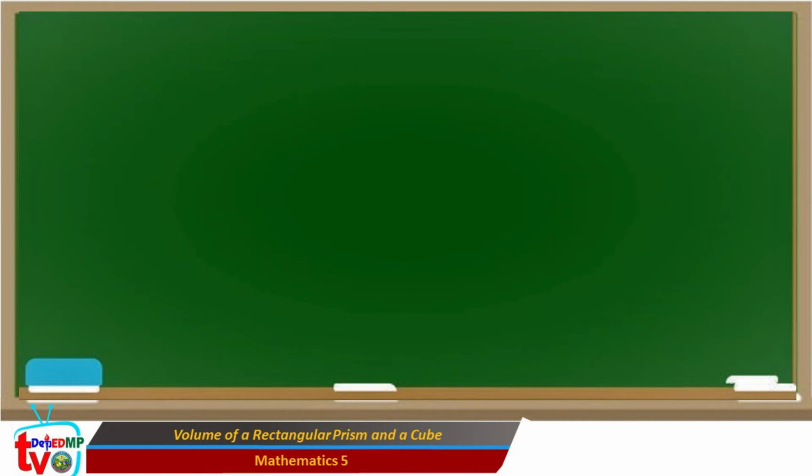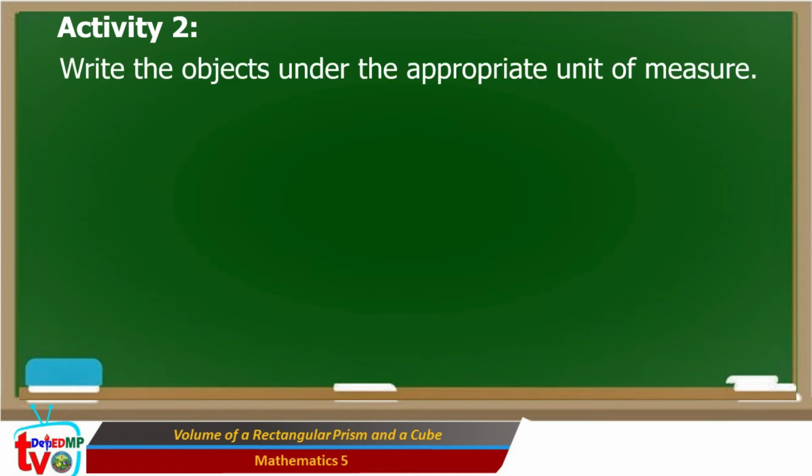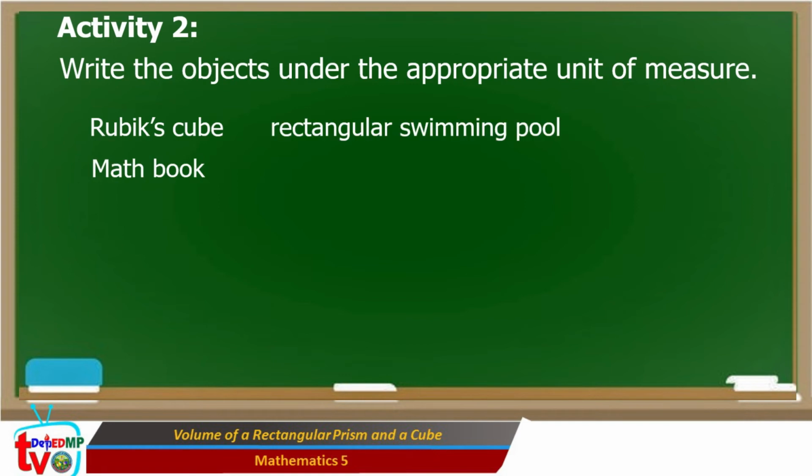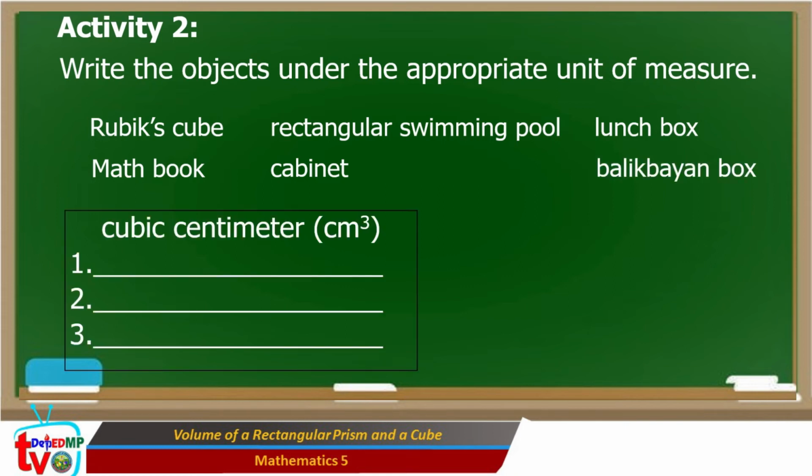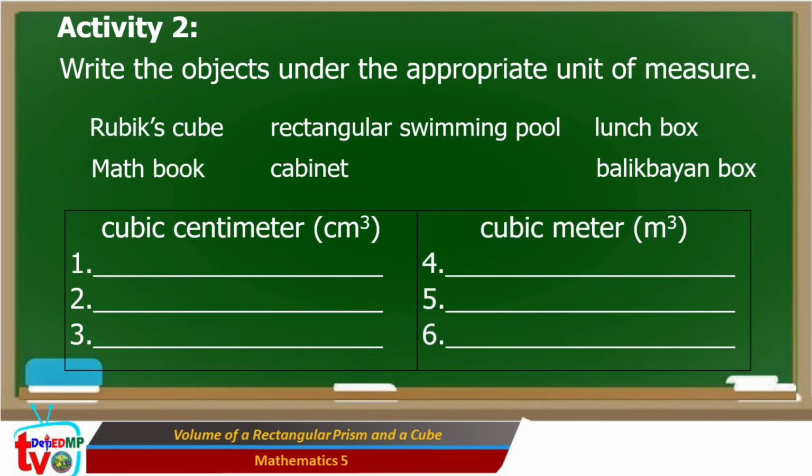Get ready for activity 2 on page 9. Write the objects under the appropriate unit of measure. The objects are Rubik's Cube, Math Book, Rectangular Swimming Pool, Cabinet, Lunchbox, Balikbayan Box. Under the first column, what are the three objects which are appropriately measured in cubic centimeter? In the second column, what are the three objects which are appropriately measured in cubic meter?